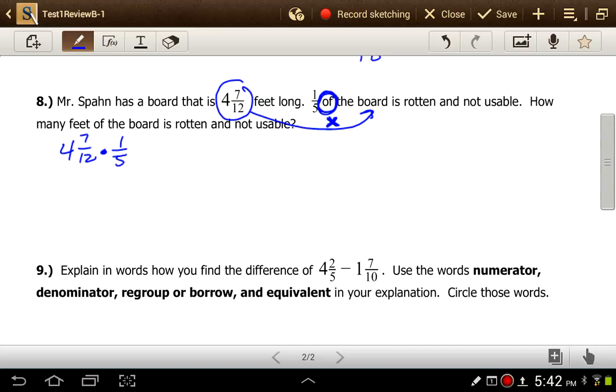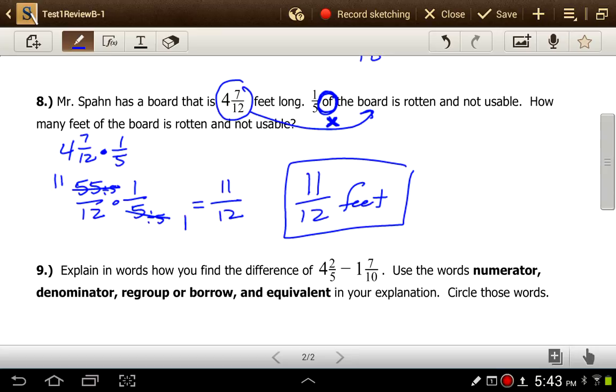So when I multiply these, I must turn them into improper fractions first. 4 times 12 is 48, plus 7 is 55 over 12, times 1 over 5. I can cross-cancel here. Not the 1 and the 12, nothing goes there, but I can cross-cancel the 55 and the 5. I can divide them both by 5. That becomes 11. That becomes 1. Now I can multiply across. 11 times 1 is 11. 12 times 1 is 12. How much of the board is rotten and not usable? 11 twelfths. I'm going to write that. 11 twelfths feet is not usable.